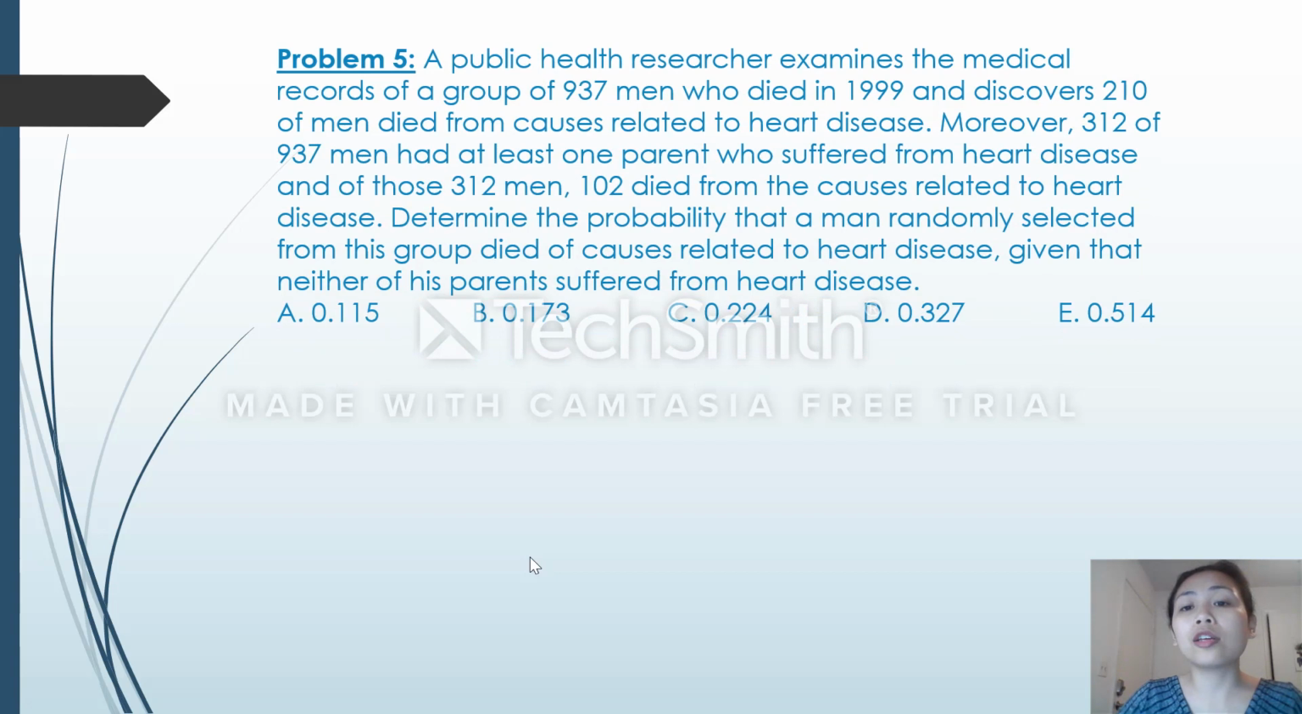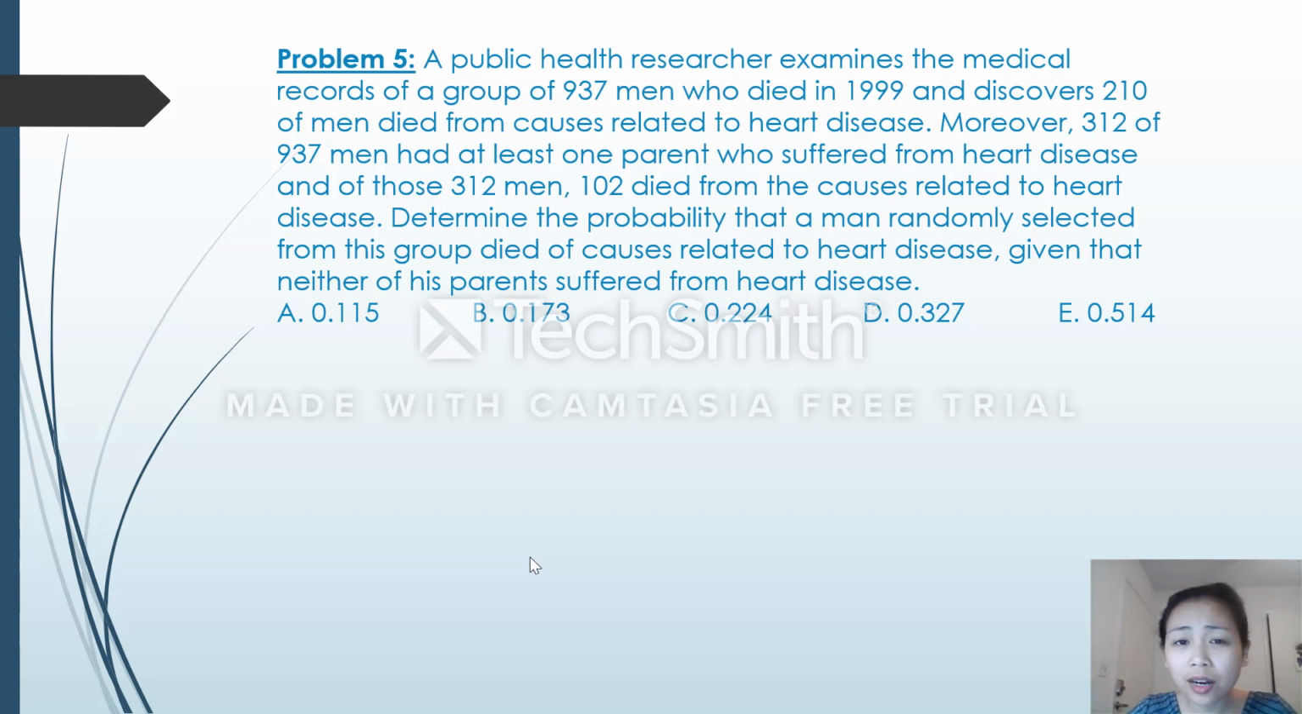Published health researchers examined the medical records of a group of 937 men who died in 1999 and discovered 210 of the men died from causes related to heart disease. Moreover, 312 of the 937 men had at least one parent who suffered from heart disease, and of those 312 men, 102 died from causes related to heart disease. Determine the probability that a man randomly selected from this group died of causes related to heart disease, given that neither of his parents suffered from heart disease.